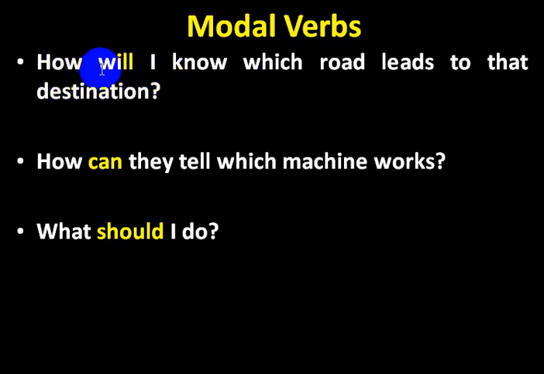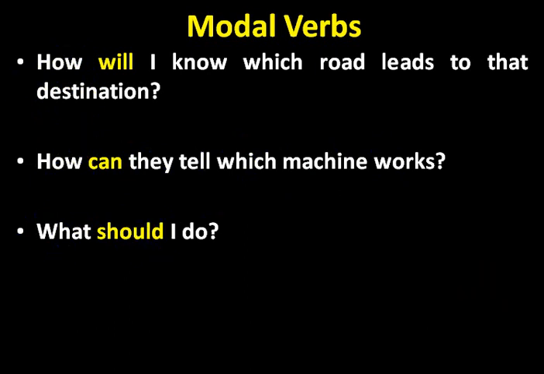How will I know? See, after the WH question comes what? The modal verb. How can they tell which machine works? Okay? How can they tell which machine works? And what should I do? See, after the WH word, we have what? We have the auxiliary verb. So auxiliaries can be what? Can be verb to be, verb to do, verb to have, or any modal verbs.